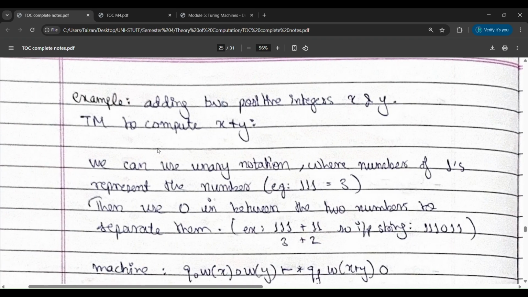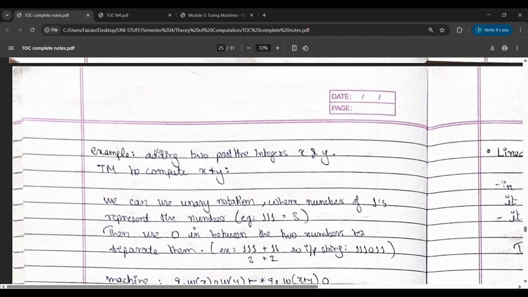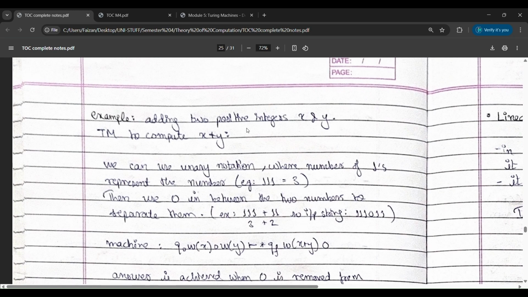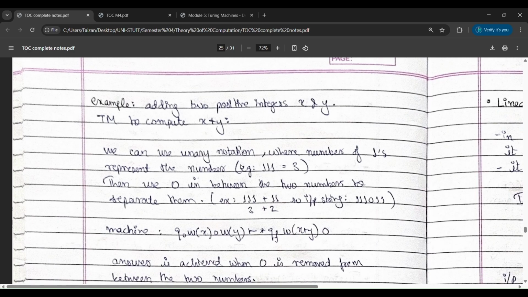Now we're looking at an example of computing the sum of two digits using a Turing machine. We have had this question in a past paper, so it is important to look at this. Don't get confused if the past paper question says using unary notation. That is very simple. In unary, you use the number of ones to represent the digit. So if you have three ones, it's three. If you have four ones, it's a four. If you have two ones, it's a two, and so on.